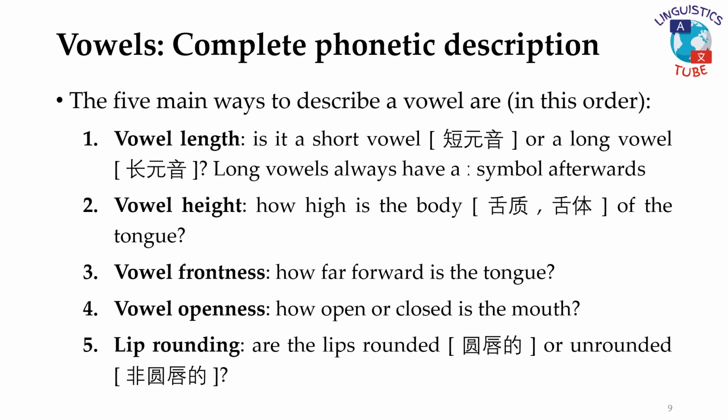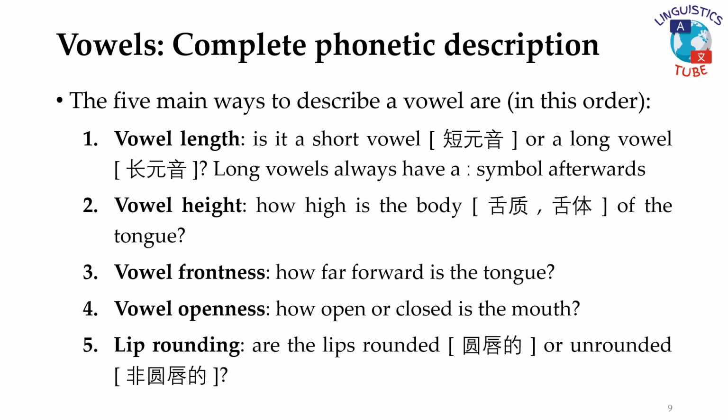To create a complete phonetic description of a vowel, we put 5 things together. We firstly describe the length of the vowel. In other words, whether it is long or short. Long vowels always have 2 vertical dots afterwards.